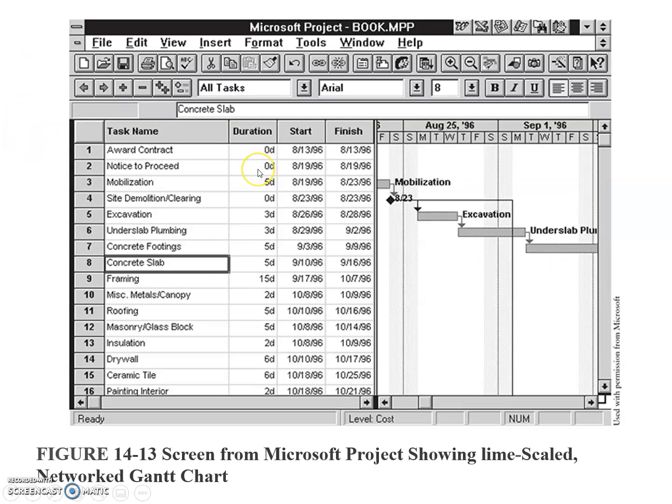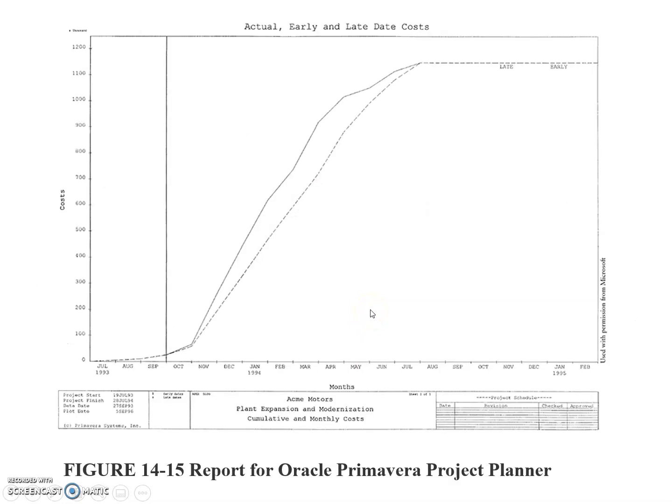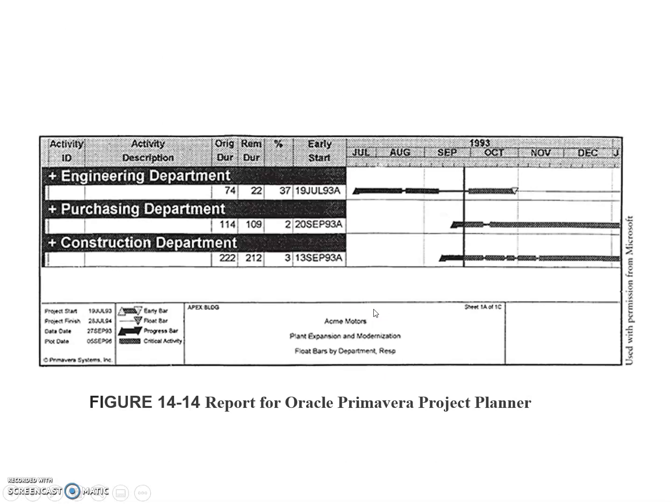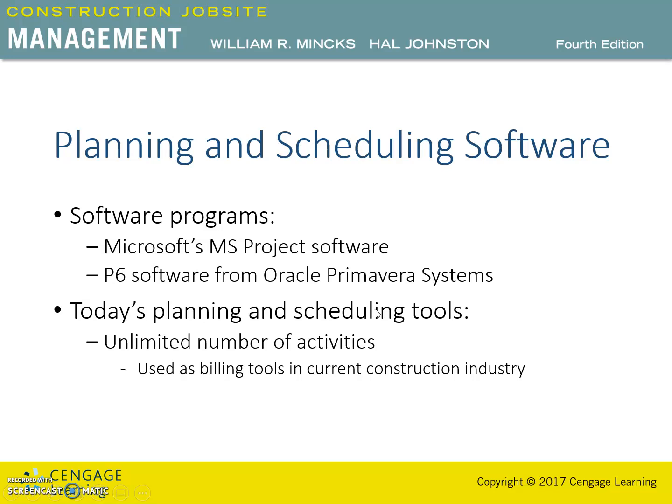So for example, this is figure 14-13, a screen from Microsoft Project showing the time-scaled networked Gantt chart. And this is figure 14-14, which shows the same information but at a different summary level. This figure is from the Primavera project planner. Today's planning and scheduling tools have a virtually unlimited number of activities that can be placed in the network.